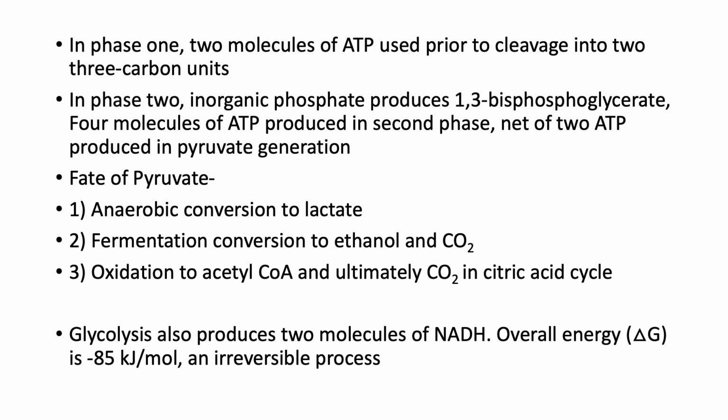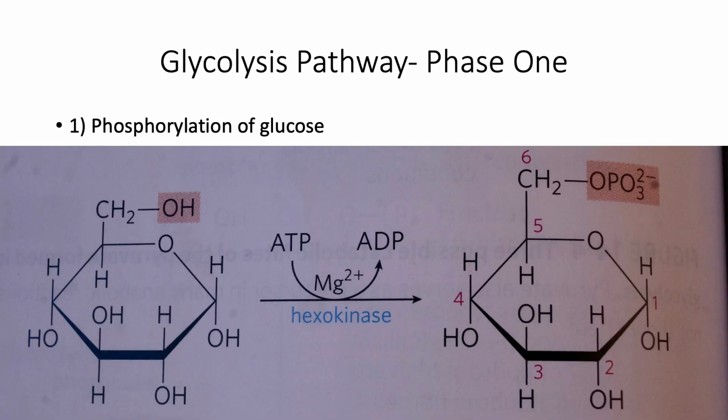Glycolysis also produces 2 molecules of NADH, and the overall energy is minus 85 kilojoules per mole, and that's an irreversible process. So let us talk about the individual steps in this pathway. The first of these is in phase 1, which is the cleavage of glucose into 2 3-carbon moieties. The first step is phosphorylation of glucose, and this occurs with the help of the enzyme hexokinase, and the driving force is a magnesium ATP complex.